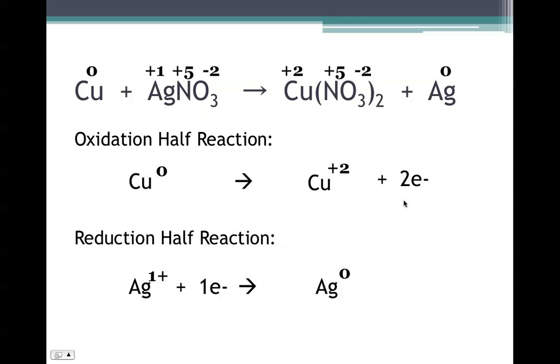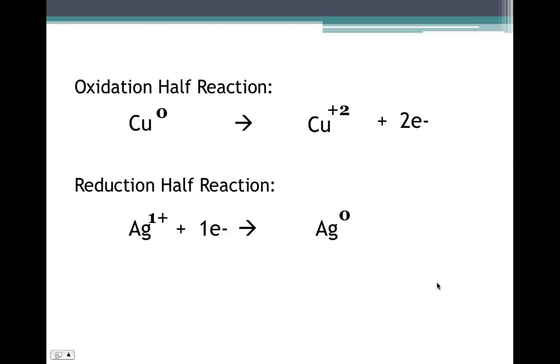Now here we can see that for every copper that undergoes oxidation, it's going to release or lose 2 electrons. And silver is only going to gain 1 of those 2. So we have to balance out the number of electrons. We're going to do that by multiplying the entire half reaction by a whole number. So in this case, we're going to multiply this by 2 in order to make sure that if these 2 electrons are given off, we're going to be able to gain those same 2 electrons in our reduction half reaction.